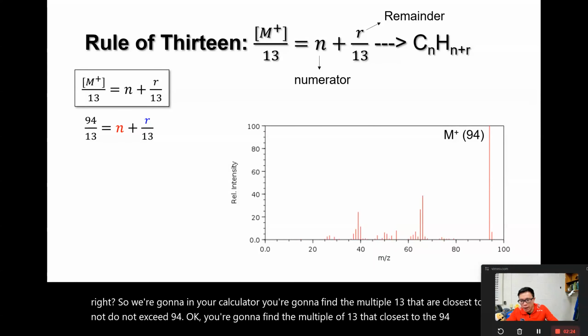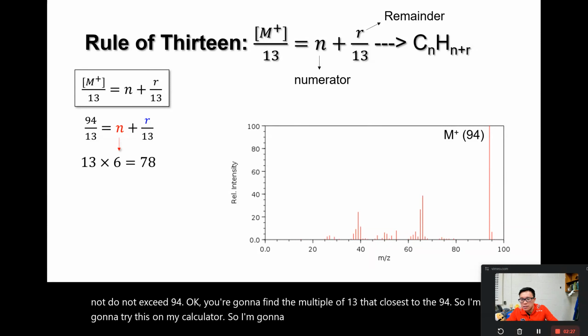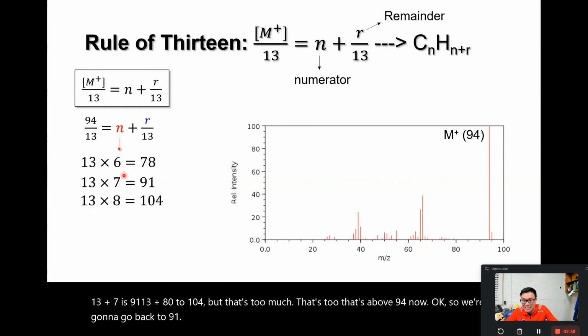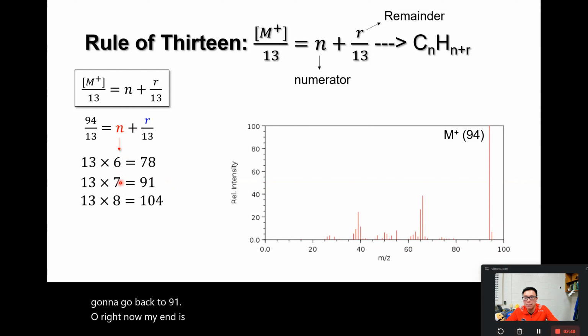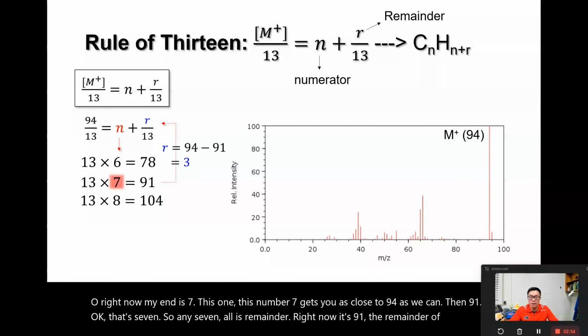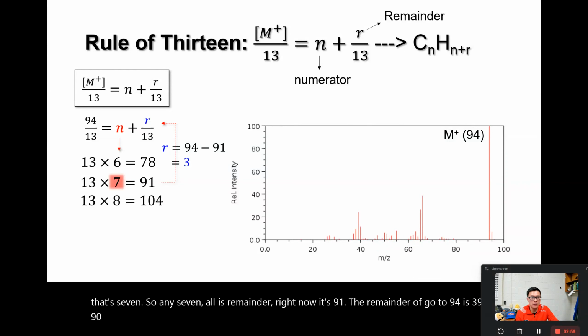So I'm going to try this on my calculator. 13 times 6 is 78, 13 times 7 is 91, 13 times 8 is 104. But that's too much, that's above 94 now. So we're going to go back to 91. Right now my n is 7. This number 7 gets you as close to 94 as we can, 91. So n is 7. R is the remainder. Right now it's 91, and the remainder up to 94 is 3. 94 minus 91 is 3, basically.